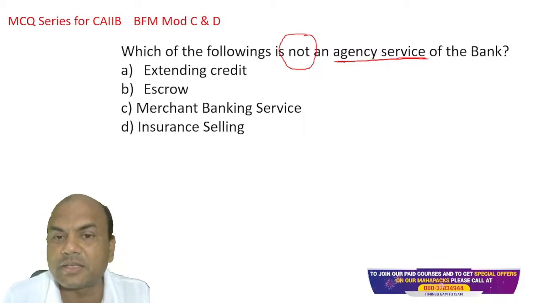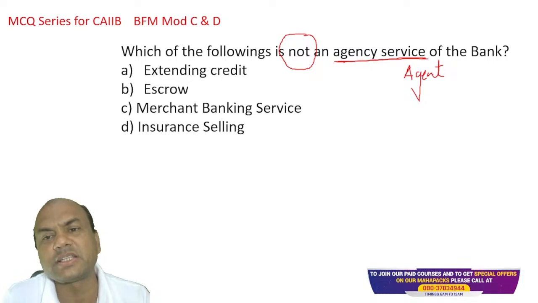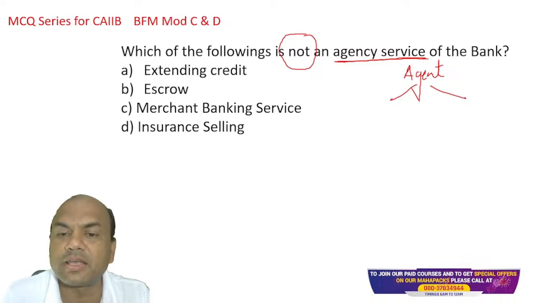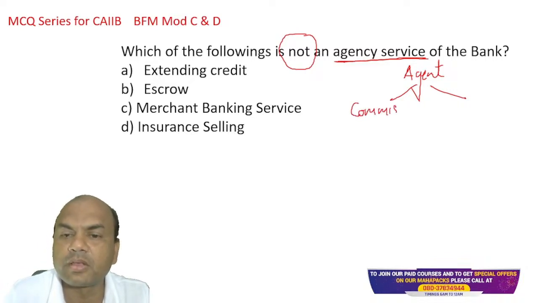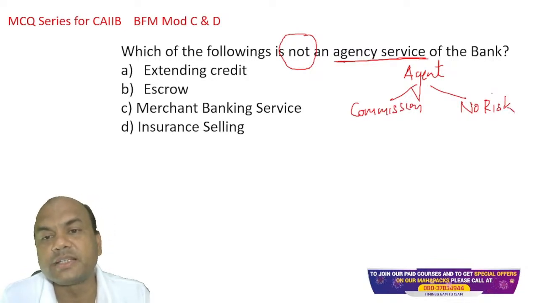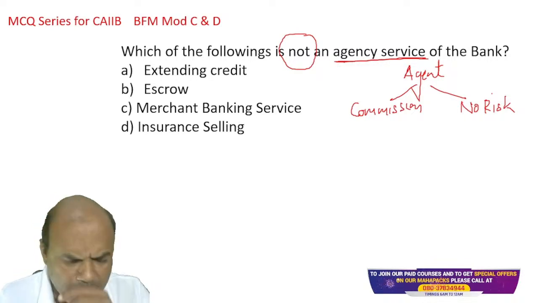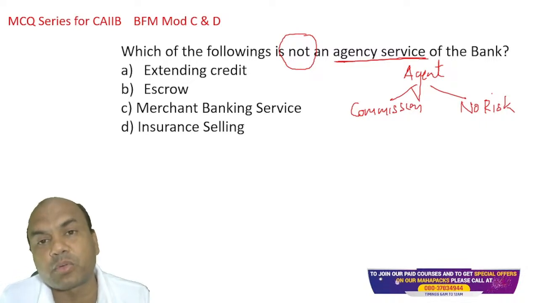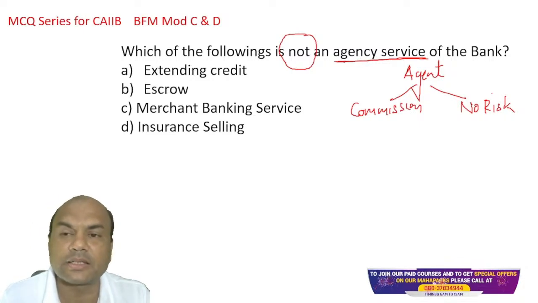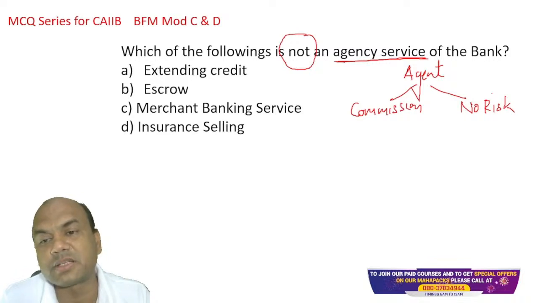Look at this. The main point about an agent, any agent. We see LIC agents, we see mutual fund agents. What is the role? They have a twofold role. One is commission, they get the commission. And second is no risk. Agent just plays as a middleman between that company and you. So if tomorrow something happens, the agent will directly point out to that company: go there and solve the issues. So no risk. That's why when your bank acts as an agent, it also gets these two points: commission and no risk.